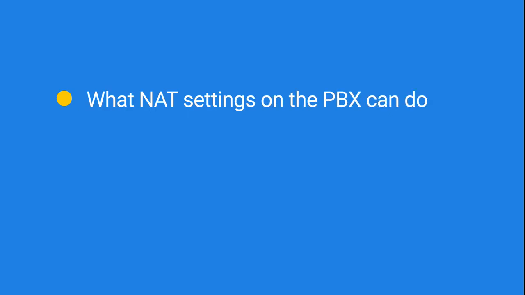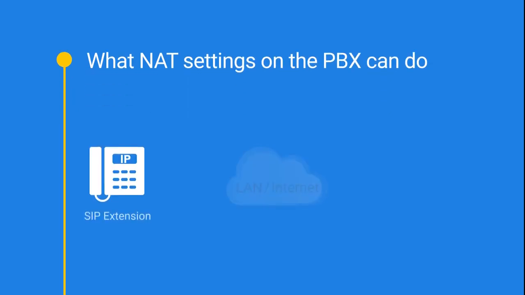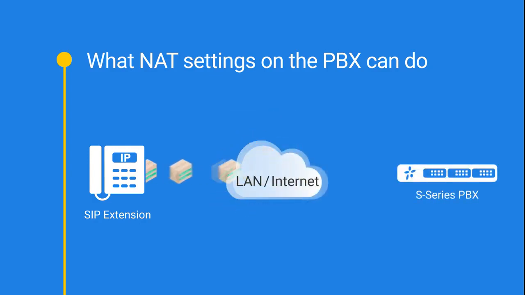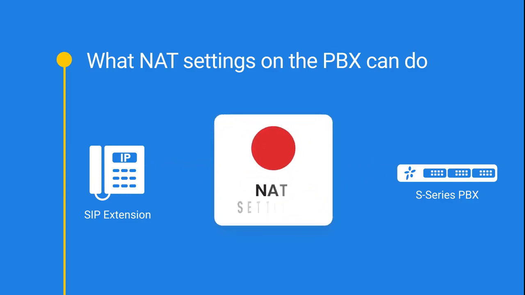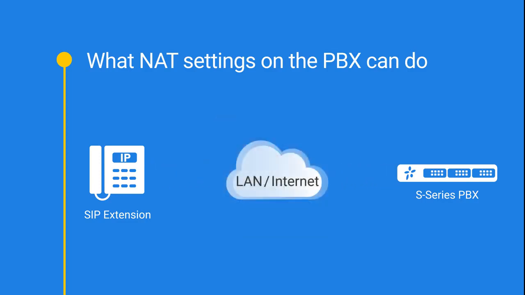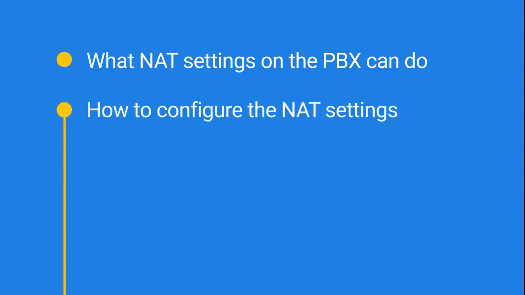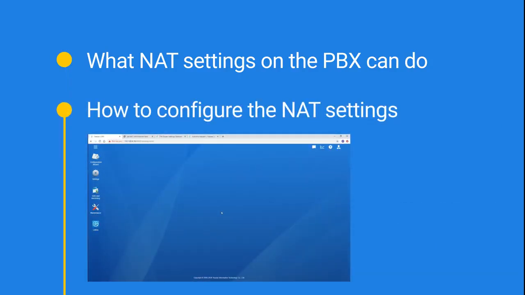Before we get started, you probably want to know what NAT settings on the PBX can do. It is a feature that makes sure the SIP extension can send SIP packets to the PBX successfully via LAN and the internet. If we don't configure it correctly, the extension will send packets to a wrong IP address, and the PBX won't receive them and reply. So finally, the PBX drops the call according to SIP protocol. Okay, let's see how to configure the NAT settings.